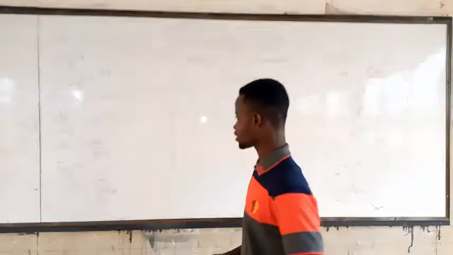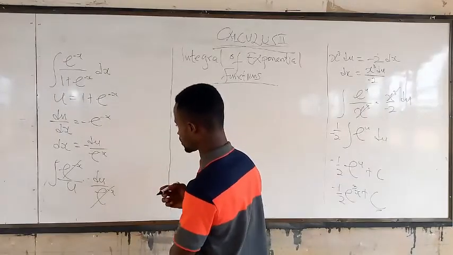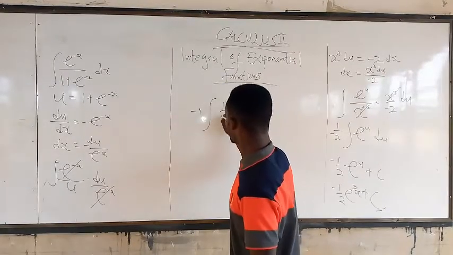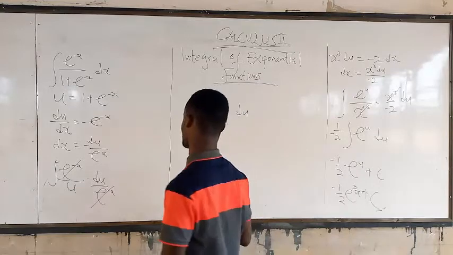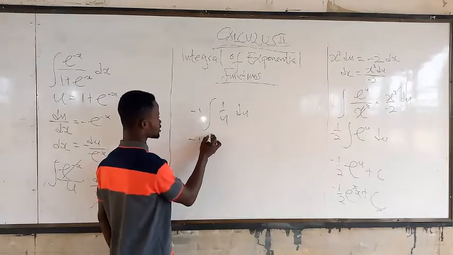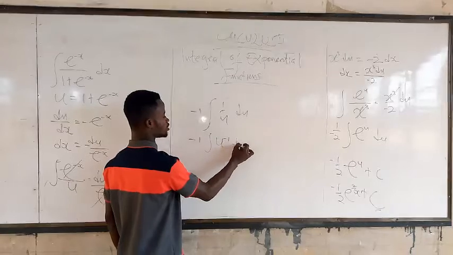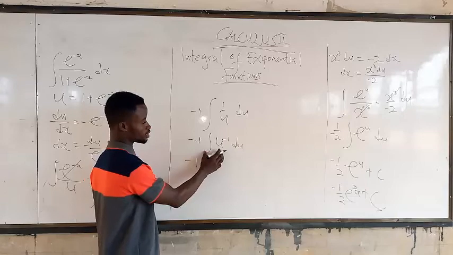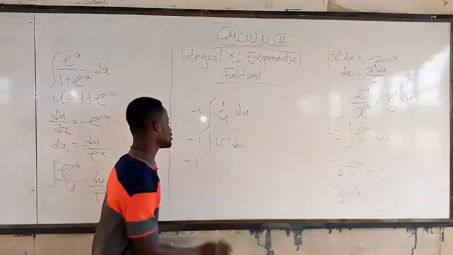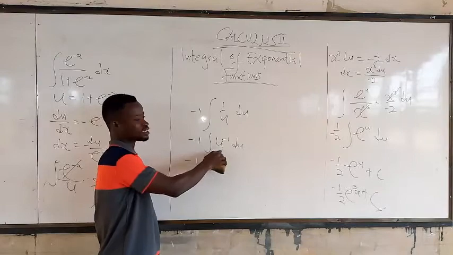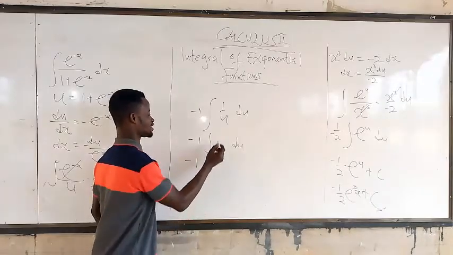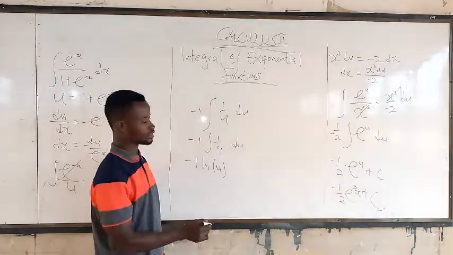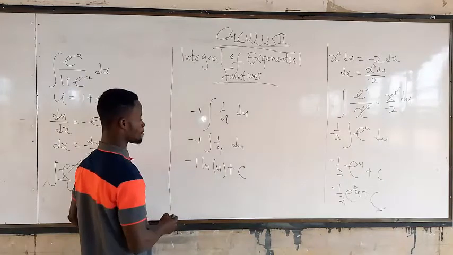And when such happens, the constant in here is negative. So we are going to learn the integral of 1 over u du. So we get negative u is equal to negative 1 du. So when you integrate this, what are you going to get? First of all, you don't even need to break it this way. You know that the integral of 1 over u is just plain ln u, plus c.